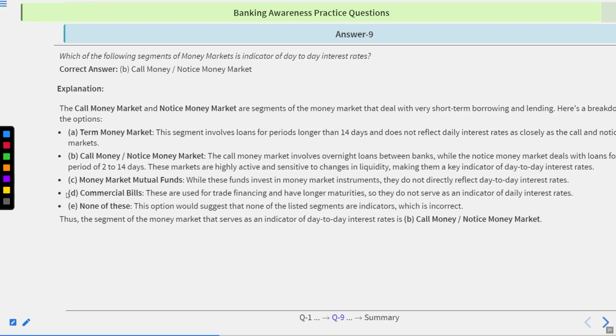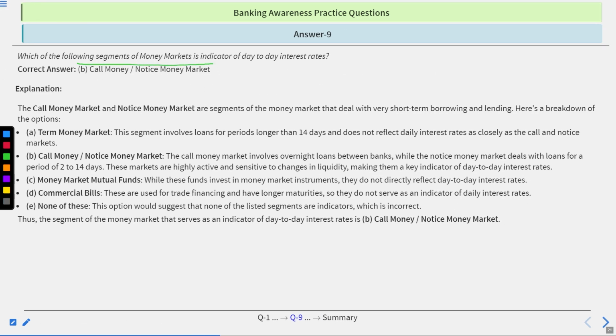Time's up. Correct answer is B. Call money or notice money market. The call money market and notice money market segments of the money market deal with very short-term borrowing and lending.